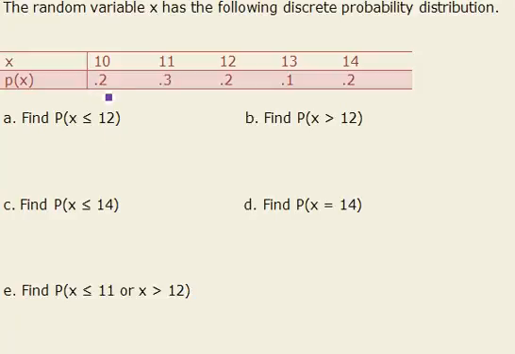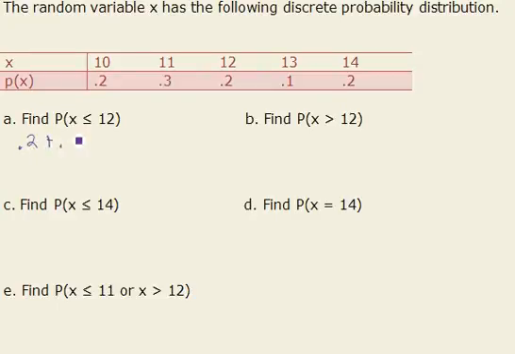Well, that would mean x could be 10, 11, or 12, because it could be equal to it. So we are going to add the probabilities for 10, 11, and 12 to see we have a probability of 0.7. Now finding the probability x is greater than 12, not equal to, we could add 13 and 14's probability, seeing we have a probability of 0.3.